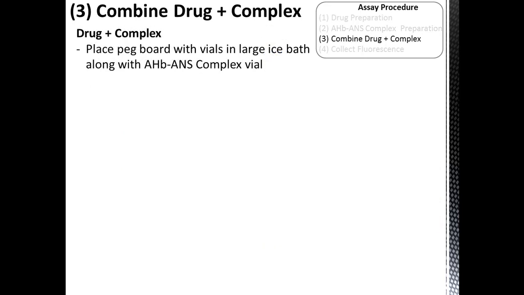Alright, so we've finished steps 1 and 2. We've prepared our drug as well as our complex. So the next step is to combine the two. Do your best to place your pegboard into a large ice bath. I recommend getting one of those big styrofoam containers, putting some ice and water in it, and doing your best to get that pegboard right in that ice bath. You'll also want to put your AHB-ANS complex vial in there. This will keep the protein cold and keep it from degrading. Again, this is why we need to finish the assay today, because we want to keep our protein from degrading.